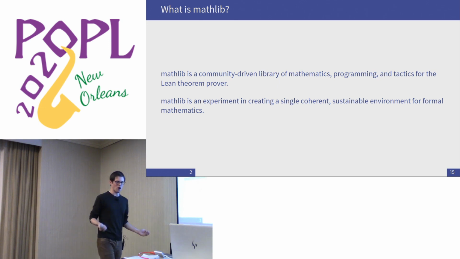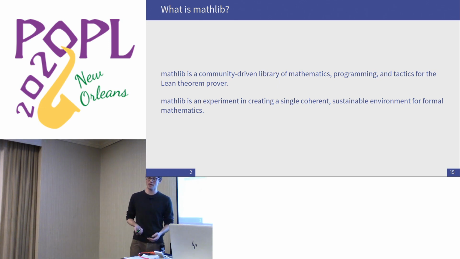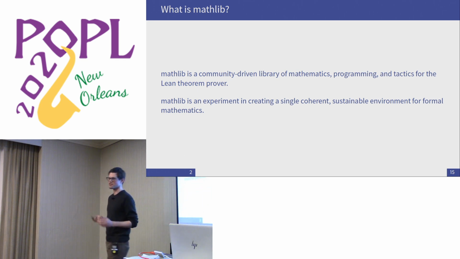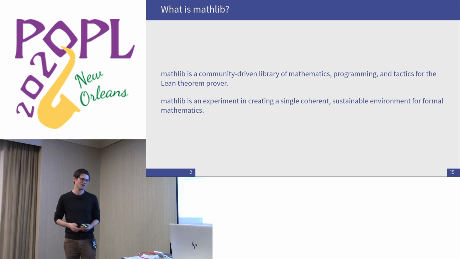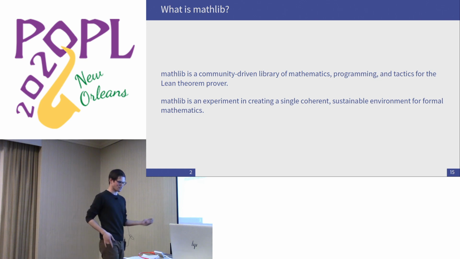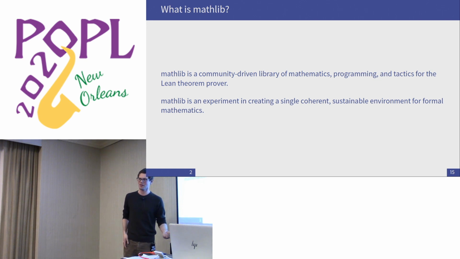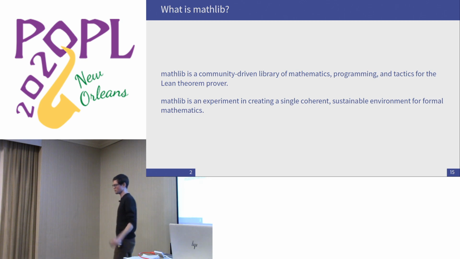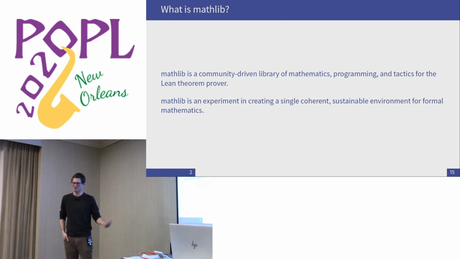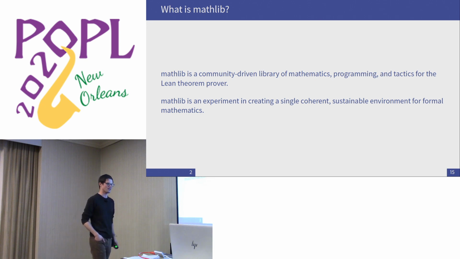So Mathlib is an experiment. It's an experiment in developing a large, single, coherent, sustainable environment for formal math. And I want to emphasize that it's an experiment. I certainly don't think that Mathlib or the Lean system is the final system for doing formal mathematics. I think that there is a ton of progress to be made.